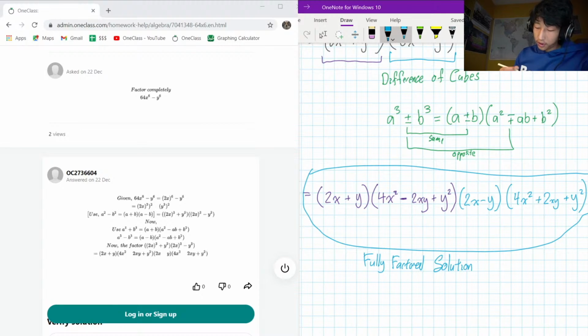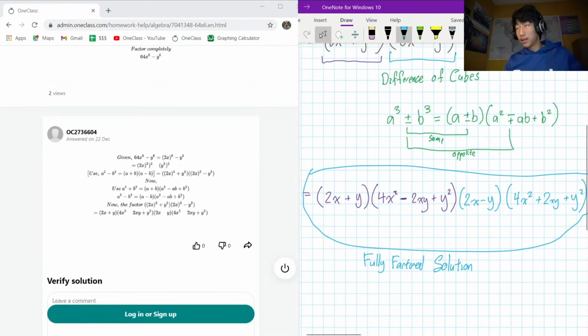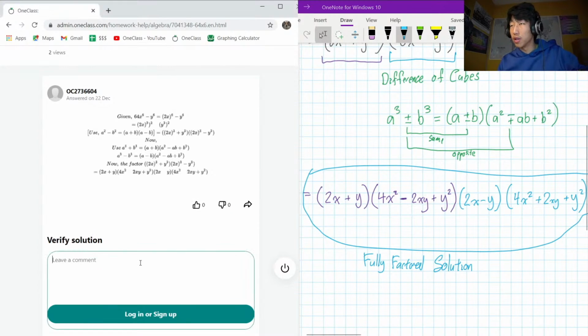Okay, so we did difference of cubes with the conjugates and difference of squares, and difference of cubes with the equation right here. So stay ready with that, and it will be very useful when you want to factor things out. So that's pretty much what we got right here in the solution.